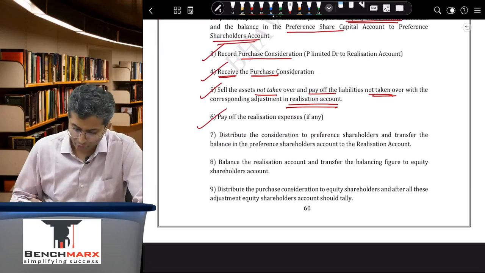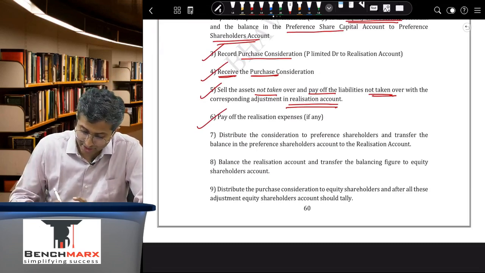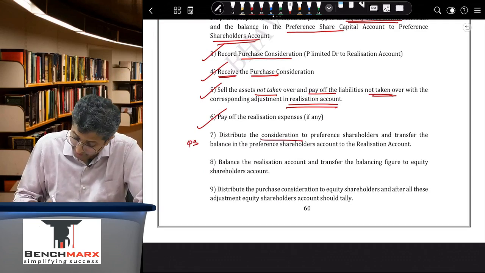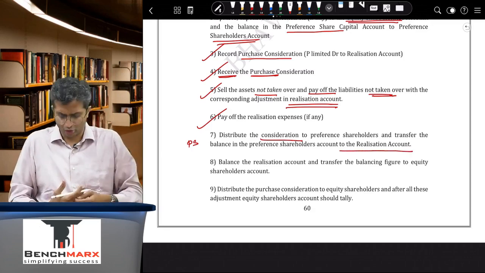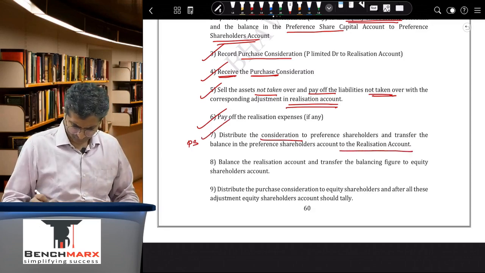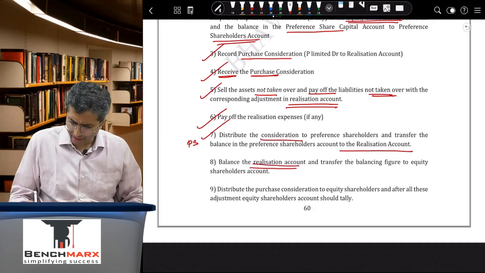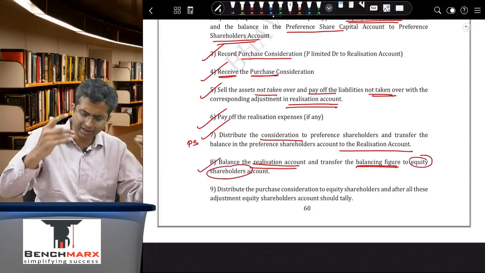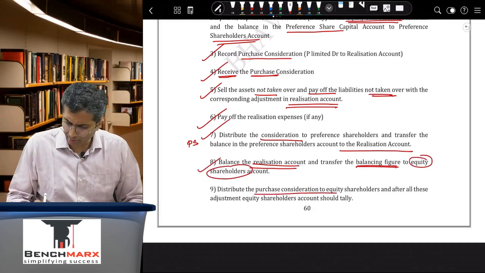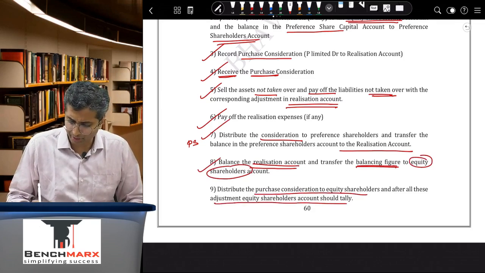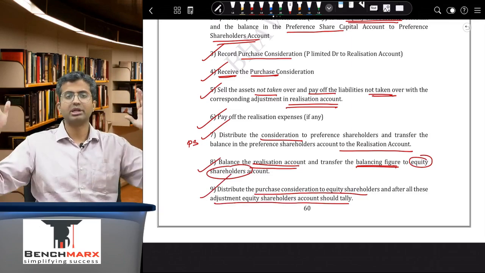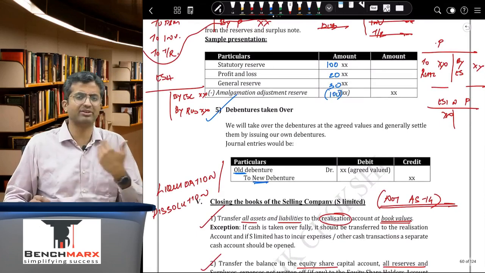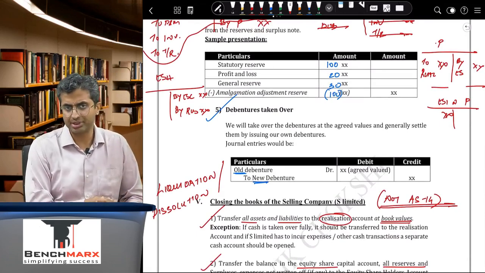The entry is realization account debit to bank. And then you distribute the preference shares to the preference shareholders, distribute the consideration to the preference shareholders, and transfer the balance, if any, to the realization if there's any gain or loss. Balance the realization account and transfer the balancing figure, that is the overall gain or loss on realization, to the equity shareholders. Give the PC to the equity shareholders, and after all of these adjustments, the equity shareholders should tally. All accounts are closed. The selling company is also closed. The accounting over here is not as per AS 14, it is as per standard liquidation or dissolution principles.